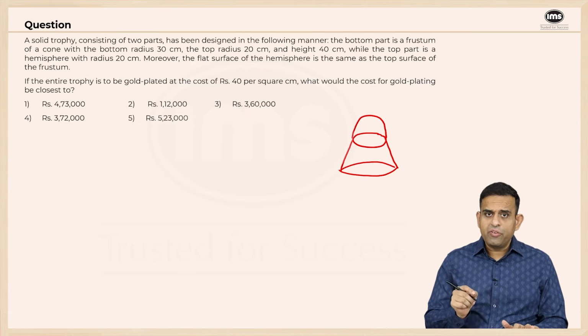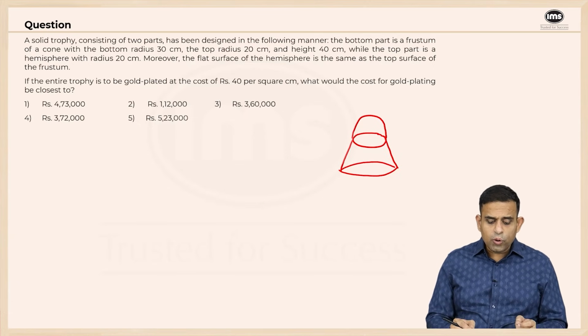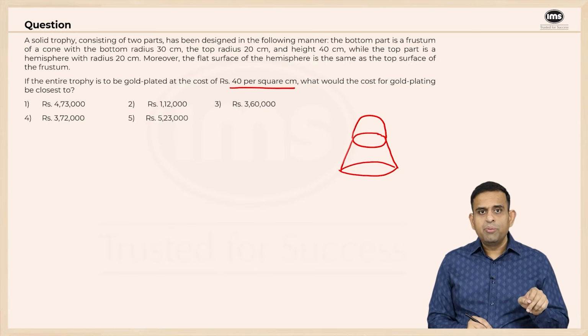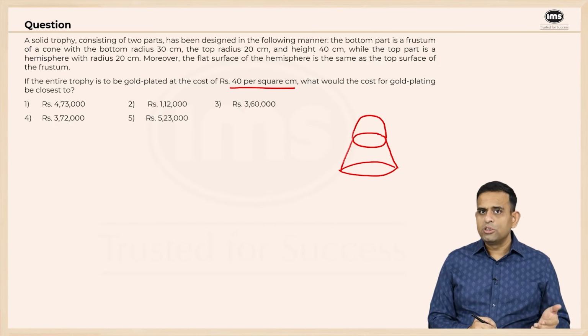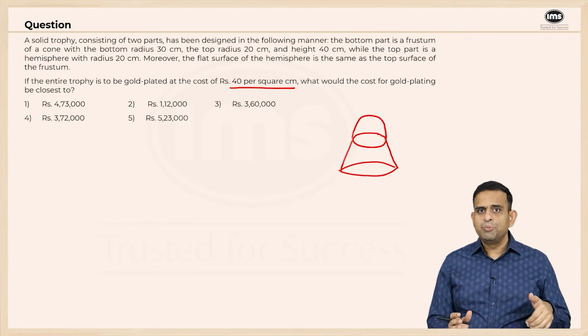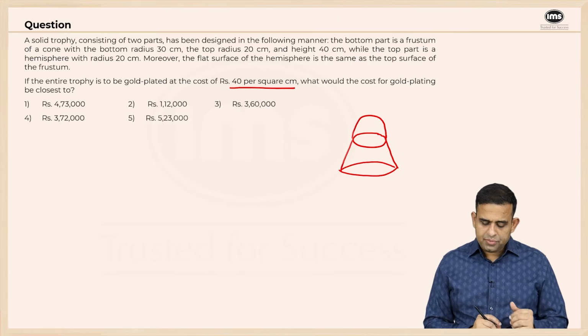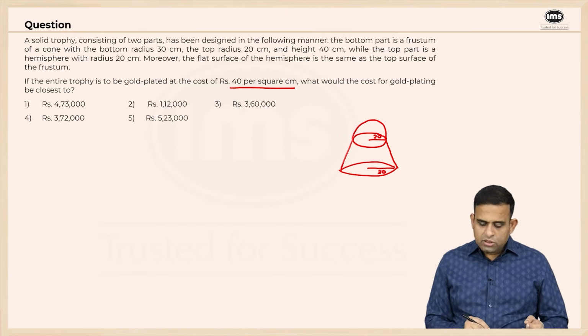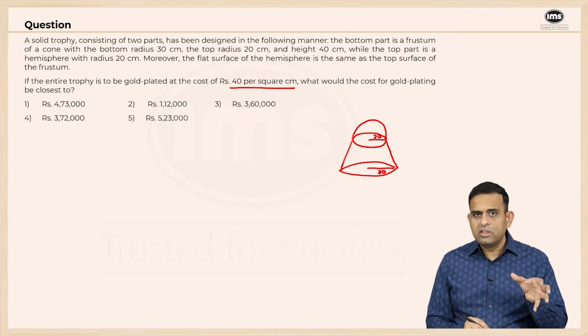If the entire trophy is to be gold plated at the cost of rupees 40 per square centimeter, what would be the cost of gold plating, to the closest value? Understand, because they've given the cost per square centimeter, if I can find the required area to be gold plated, we can multiply that number by 40 to arrive at our answer. So in this context, this is 20, this is 30. I will first try to find out the hemisphere part.